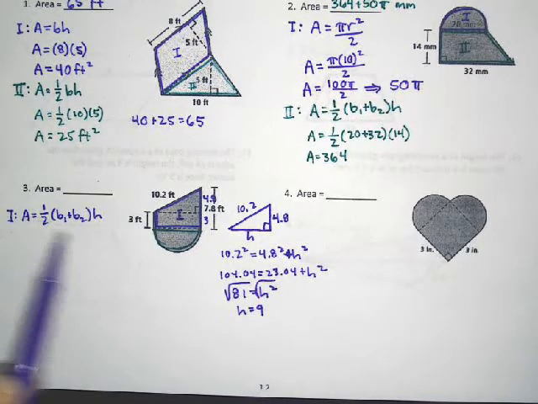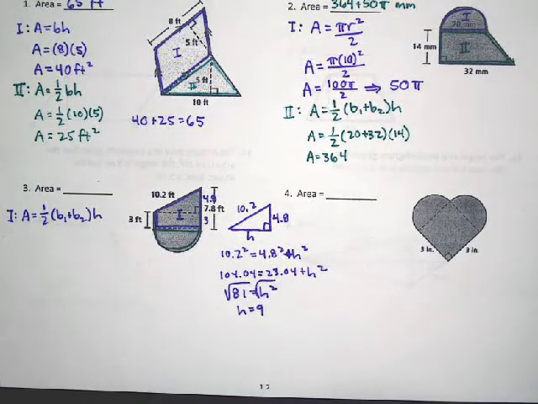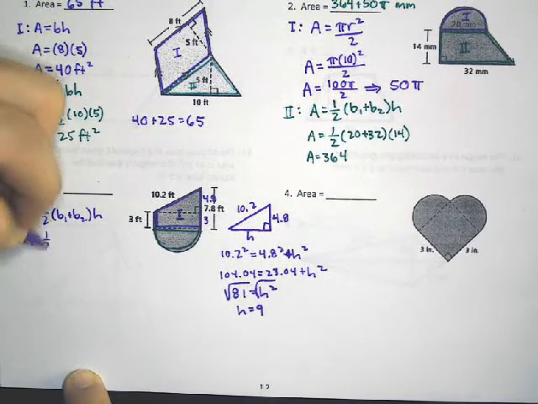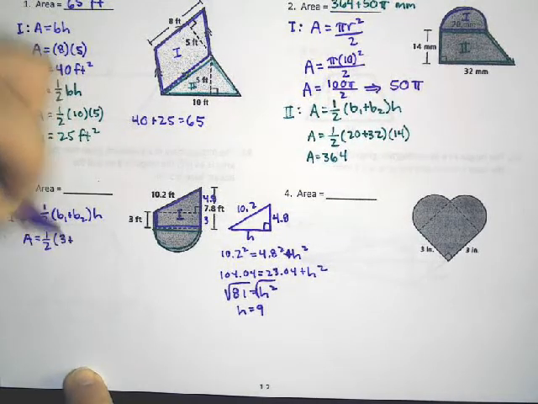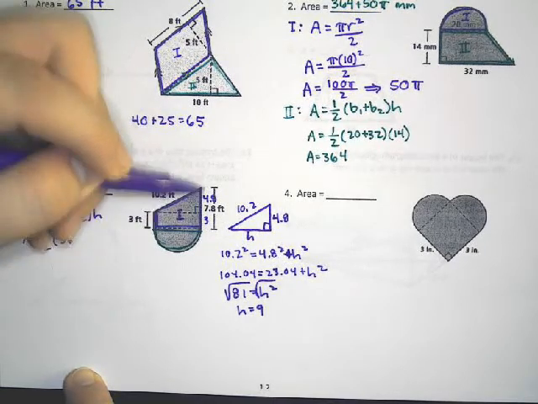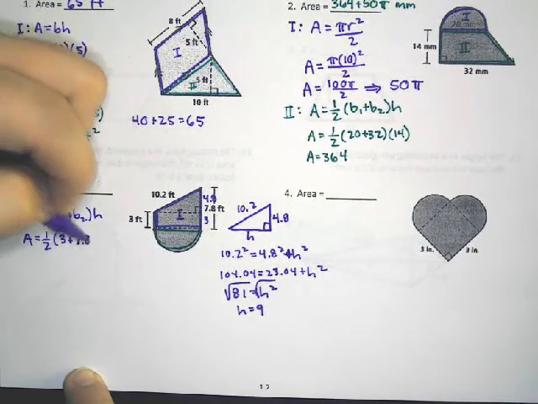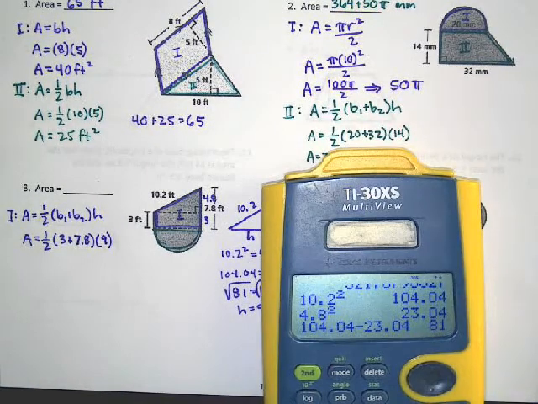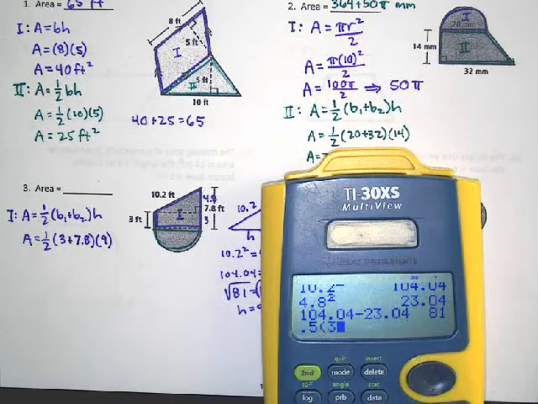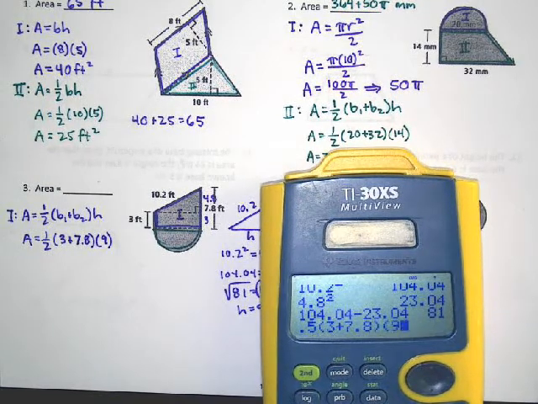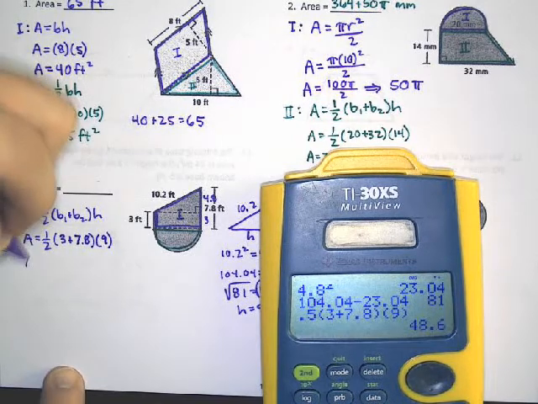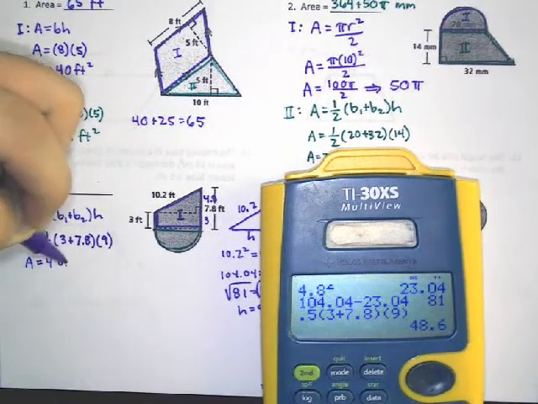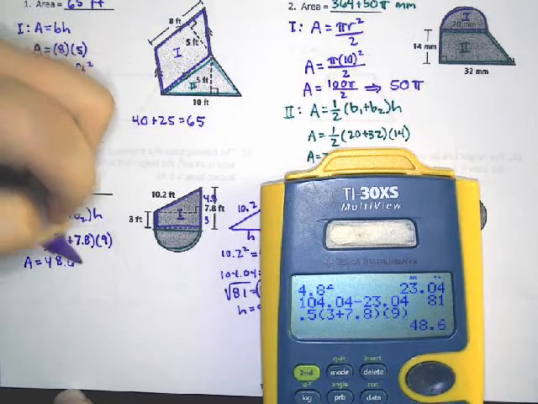All right, we now know that the height of this trapezoid that's kind of tilted sideways has a height of 9. So now we plug everything in. 1/2, 3 plus the original base, the whole thing, 7.8, excuse me, and 9. Go to the calculator. 0.5, 3 plus 7.8, 9, 48.6. All right, 48.6 feet squared.